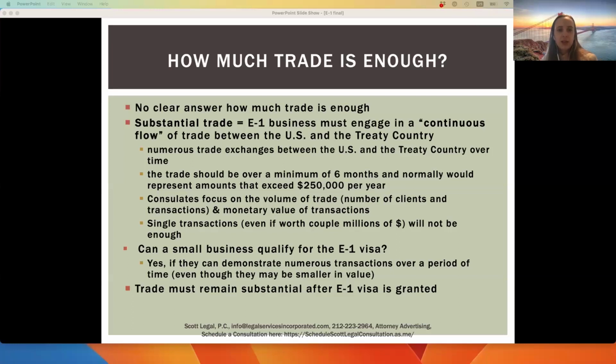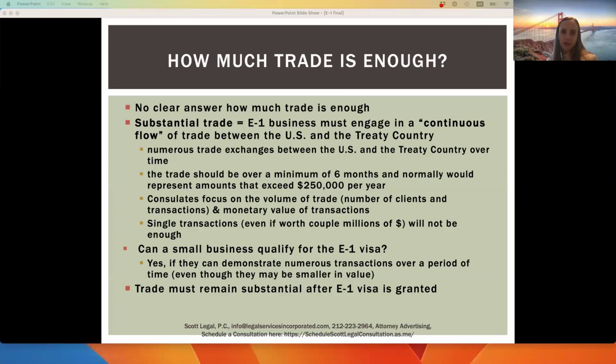So how does the government make a decision whether the trade is substantial? They usually want to see that the trade has been ongoing, and that there are numerous trade exchanges between the U.S. and your treaty country over a longer period of time. So our general recommendation is that the trade is in existence for at least 6 months before you apply for the E-1 visa. And then we generally recommend that the trade is at least $250,000 per year.